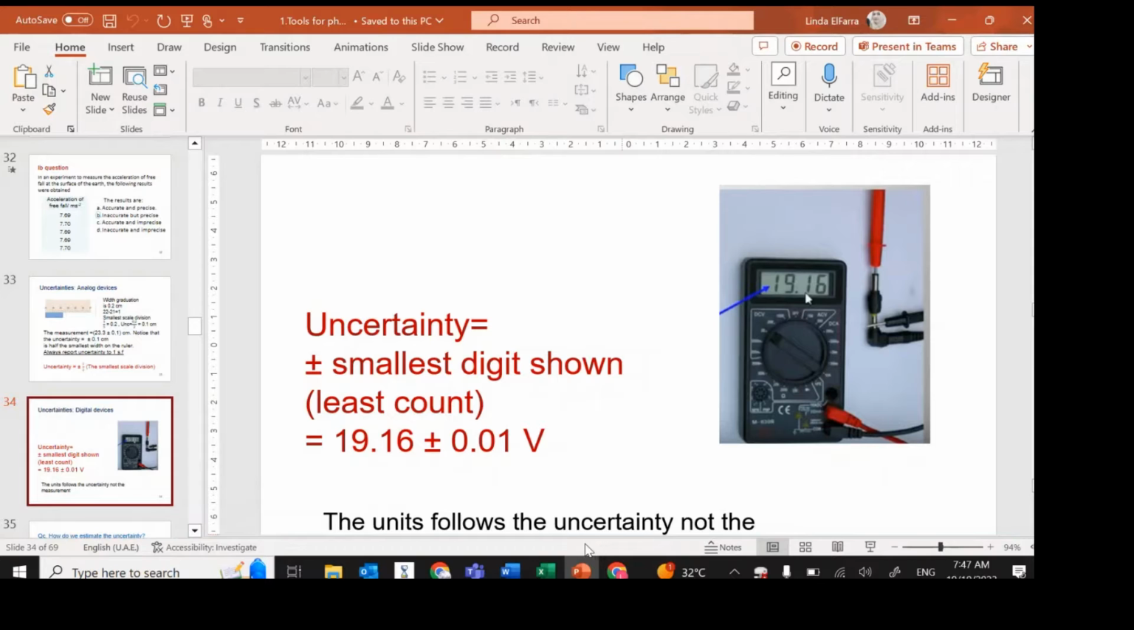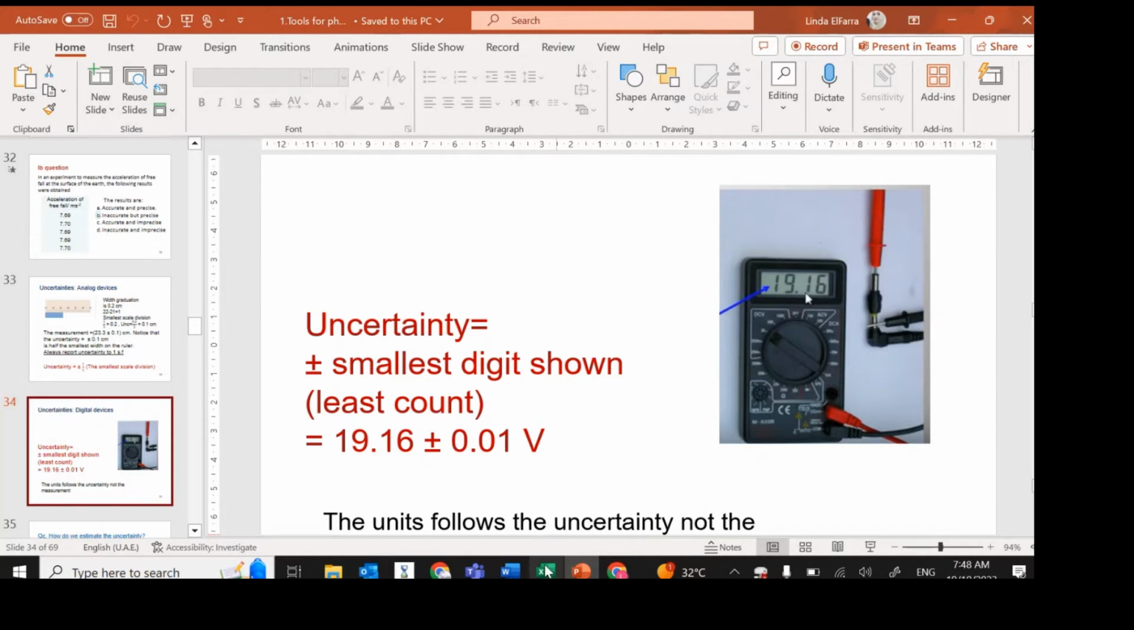Not necessarily do we always use this rule when we calculate the uncertainty, because the method also will influence the uncertainty. So it is better to use your judgment rather than always using this simple rule.